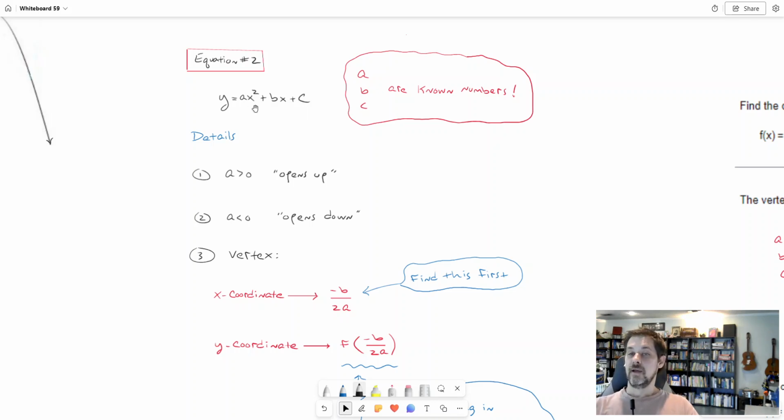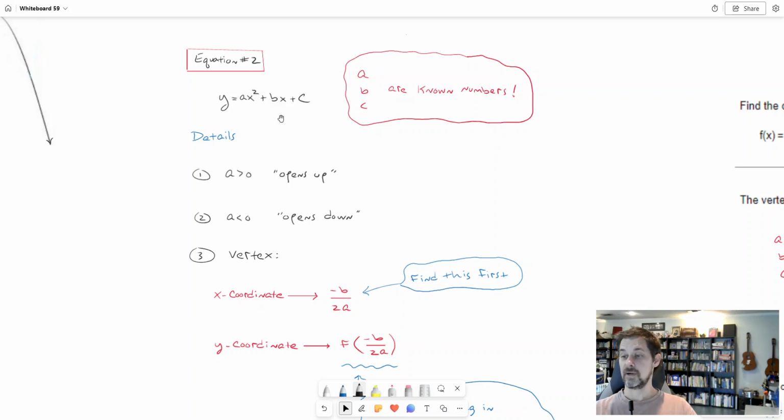Okay, x and y are our variables in algebra, so in that equation I can plug in the x and get the y back out. In terms of graphs, there's an x-axis and a y-axis, right? So x and y is what we're constantly dealing with. And in this equation, a, b, and c are known numbers. I'll show you some examples in a minute, and those are just going to be some numbers given in the problem. Now, if I have an equation that looks like that, here are the details.